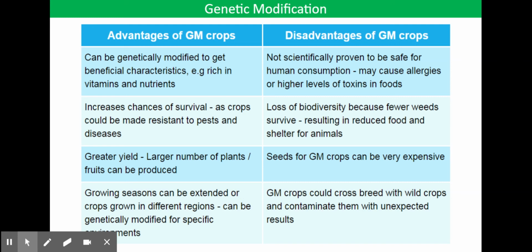However, it's not scientifically proven to be entirely safe for human consumption. We still don't really know what its impacts are for us. It's leading to a loss of biodiversity because fewer weeds are able to survive. Seeds for genetically modified crops can be really expensive. And also there's a risk that genetically modified crops could crossbreed with wild crops and contaminate them with entirely unknown, unexpected results.